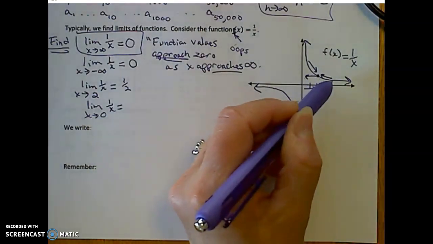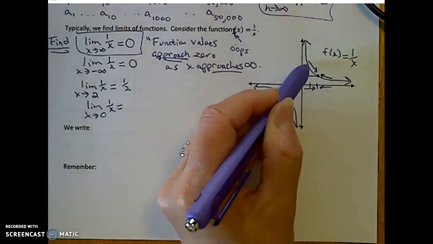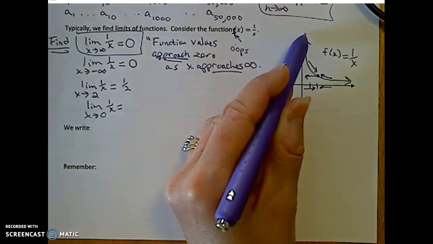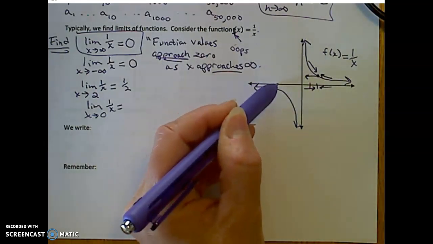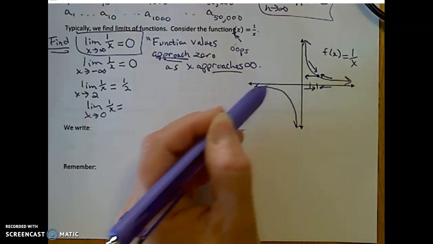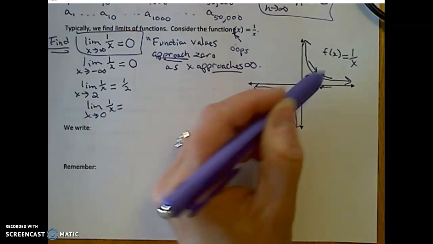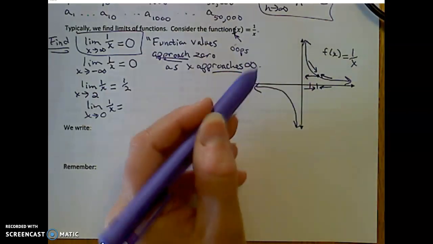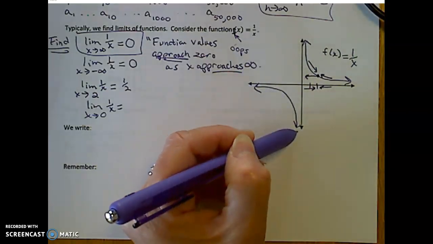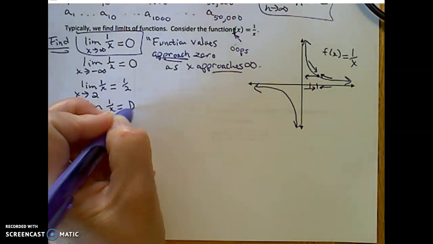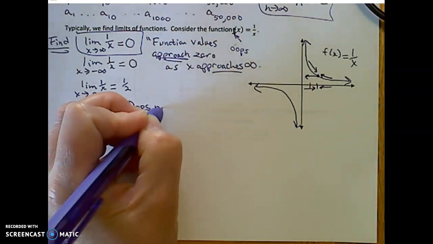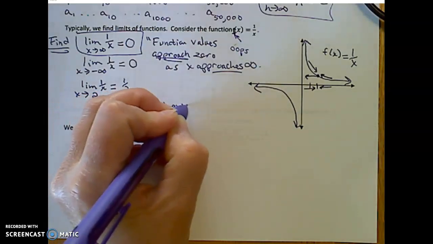As I approach 0 from the right, my function values are increasing without bound. But when I approach x equals 0 from the left, my function values are decreasing without bound: to positive infinity on the right, to negative infinity on the left. This limit actually does not exist.